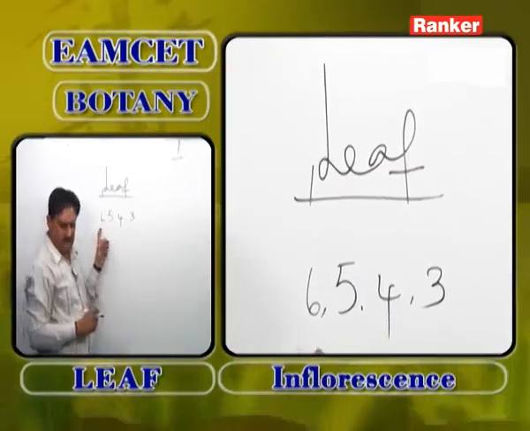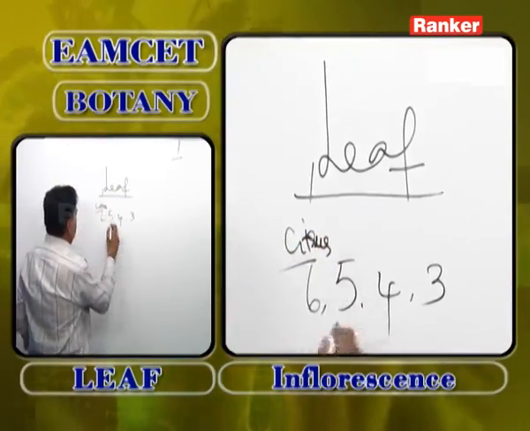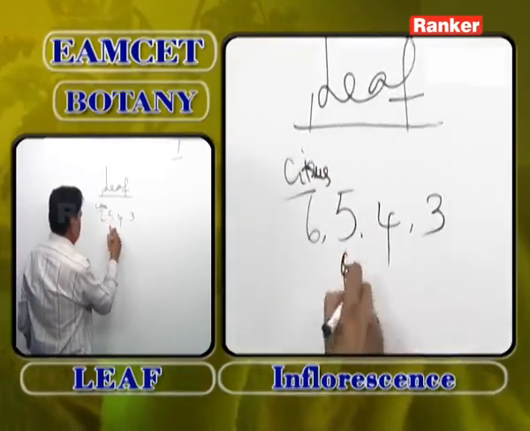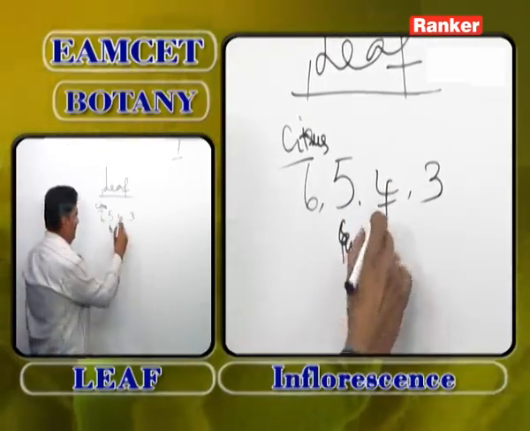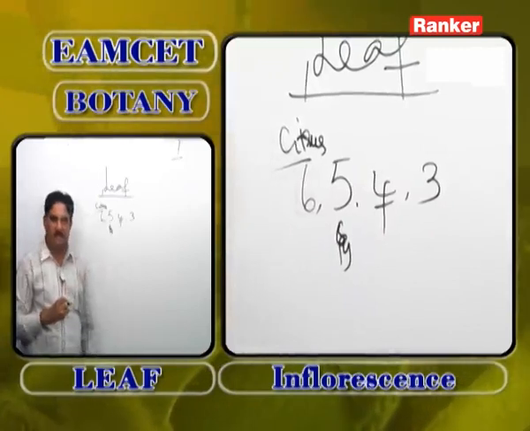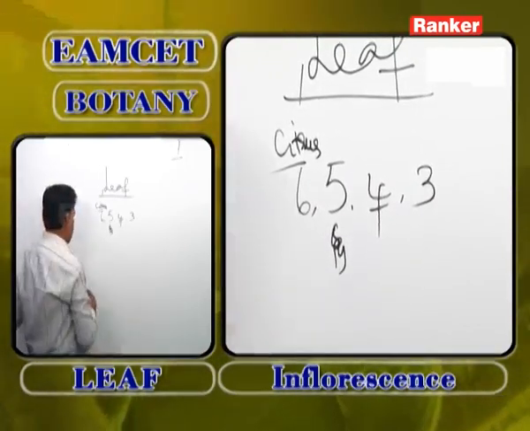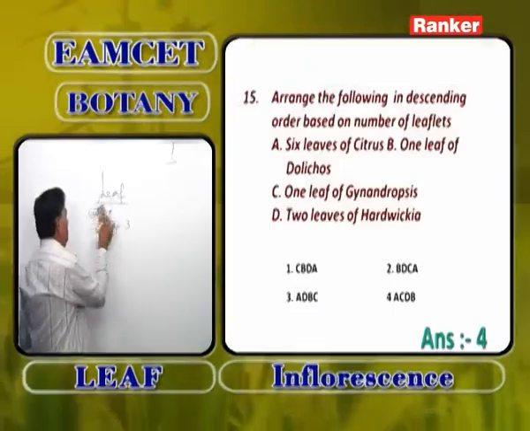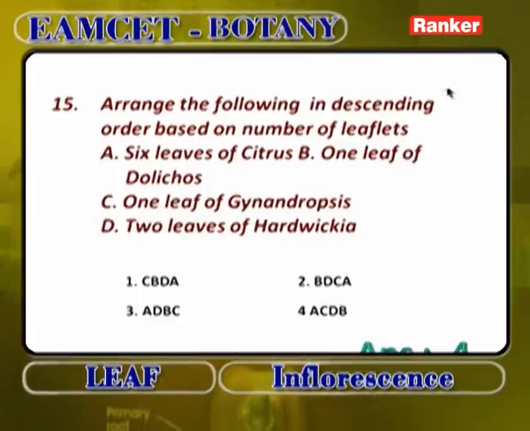A, C, D, B. I will again tell: citrus 6 leaves means 6. Gynandropsis is 5 leaves. Then 2 leaves of Hardwickia is 4, because Hardwickia is bifoliately compound. And 1 leaf of Dolichos is 3. So the answer is 6, 5, 4, 3. That is the descending order, and descending order 6, 5, 4, 3 is the fourth option.